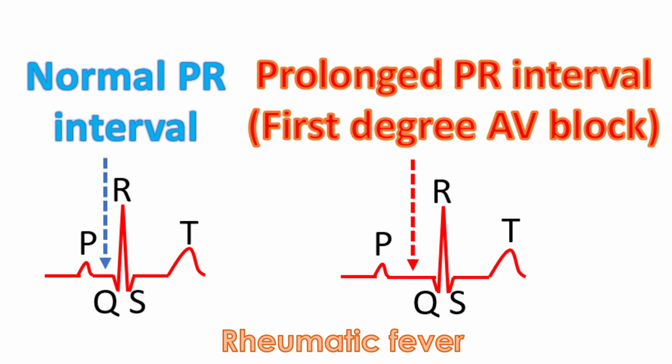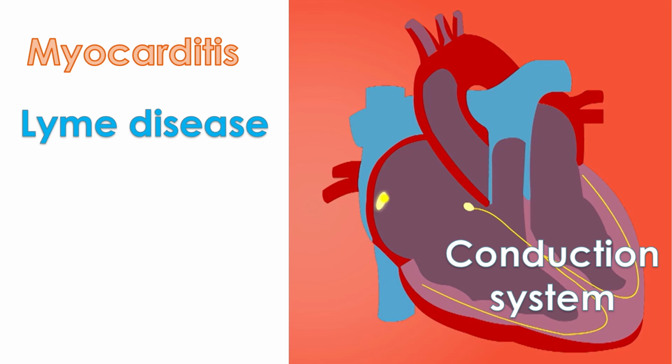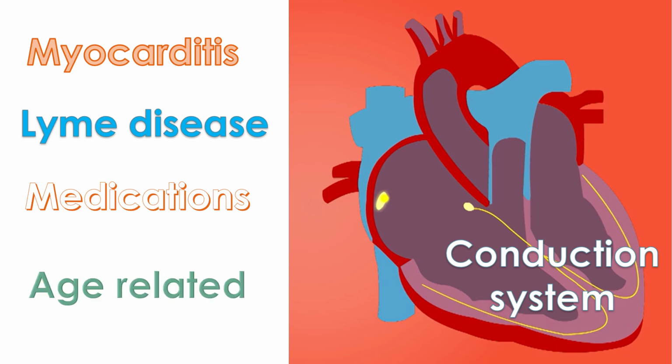First degree heart block can also occur in a heart attack involving the lower part of the heart known as inferior wall myocardial infarction. Other causes are inflammation of heart muscle known as myocarditis, Lyme disease caused by a bacterial infection, and some medications which slow the electrical conduction of the heart, typically given to control heart rhythm abnormalities. Sometimes it can be due to age-related degeneration in the electrical conduction system of the heart.